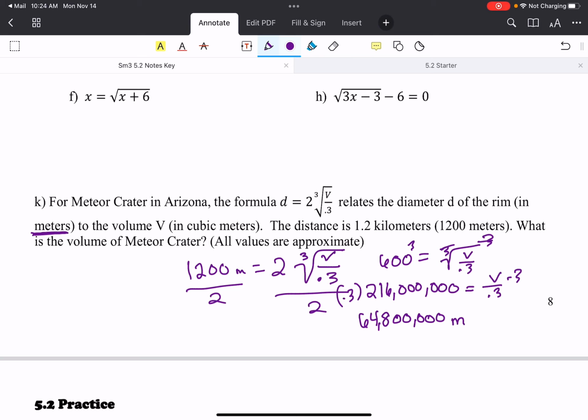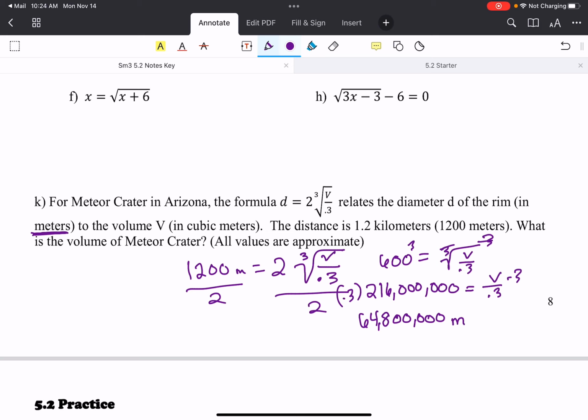Is a meteor crater a sphere? What did we just figure out? The volume is equal to, is that formula already multiplying it in half? Four thirds pi r cubed.